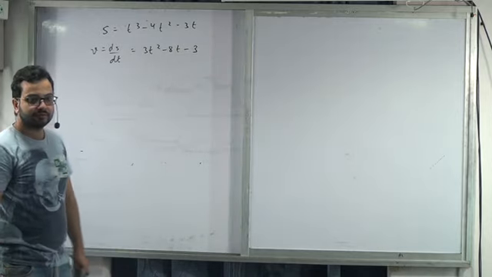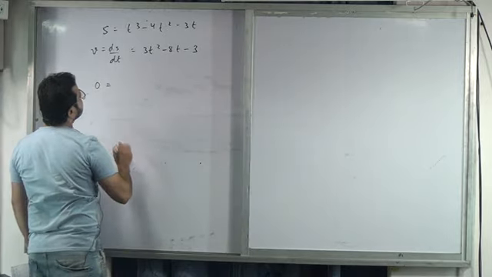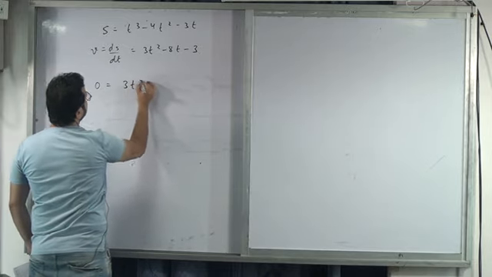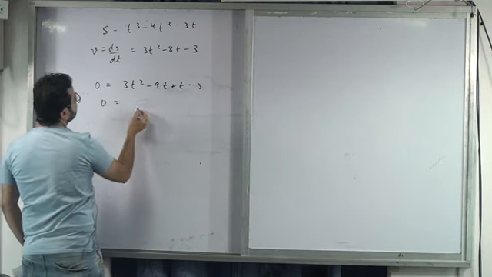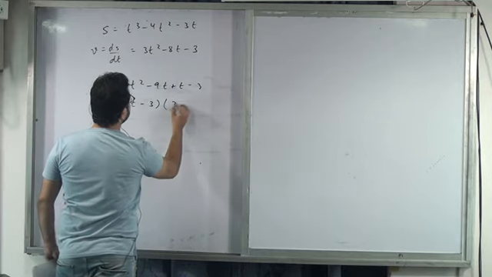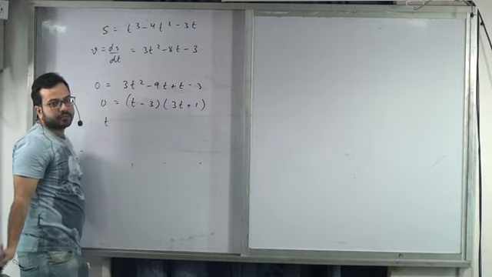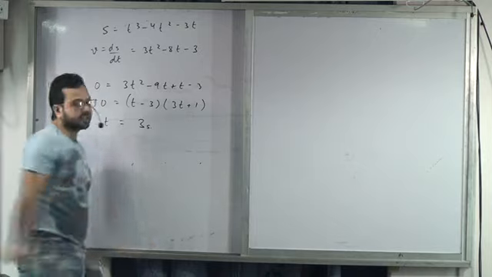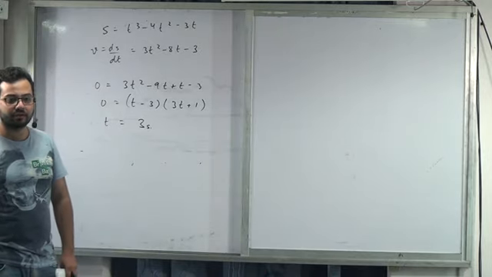Correct? Okay. Now when is the velocity 0? The velocity is 0 when this is equal to 0. So how can I factorize that? Minus 9 and plus 1, so this will be how much? t minus 3, and then this will be 3t plus 1. So time comes out to be minus 1 by 3, which makes no sense. So time is equal to 3 seconds. Is that clear? So at t is equal to 3 seconds, the velocity is 0.